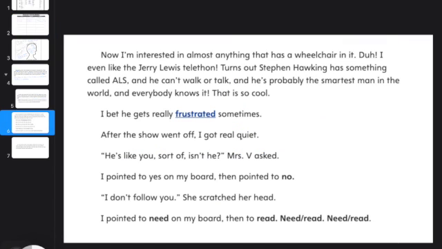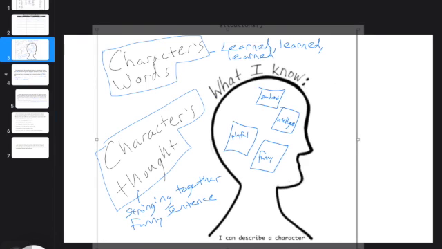Okay, so to get going on with traits, remember character traits are important because you can see how a character's actions are affected by how they react in situations. And their traits affect the outcome of a story. They affect how the story goes. So a character's words and a character's thoughts are the two most important ways for this unit that we're going to look at for determining character traits.